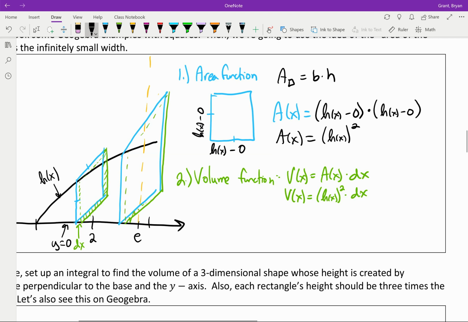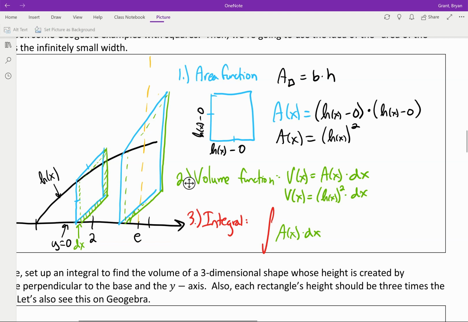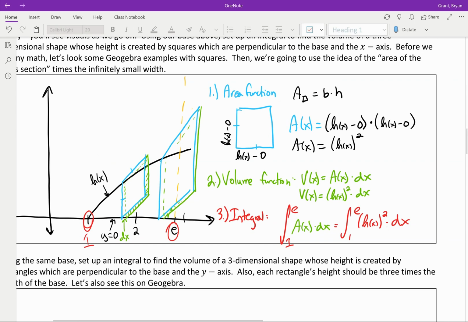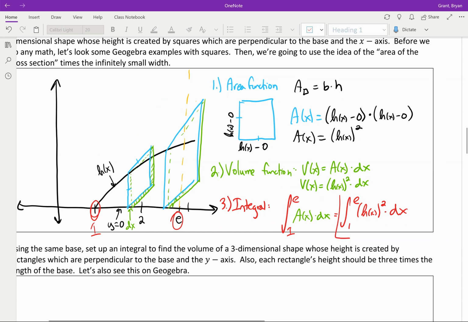Yeah, we'd add up all of these squares. Well, to sum them up, we bring in, of course, our integral. So the last part of this is we need an integral symbol. We're going to integrate our area function times dx. Where are we going to integrate from? Well, the start, which was 1, and the end, which is e. We want to sum up all the three-dimensional rectangles that are in here. So really that's from 1 to e, the natural log of x squared times dx. And that's it.